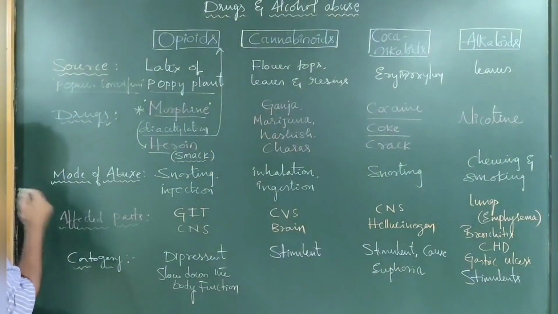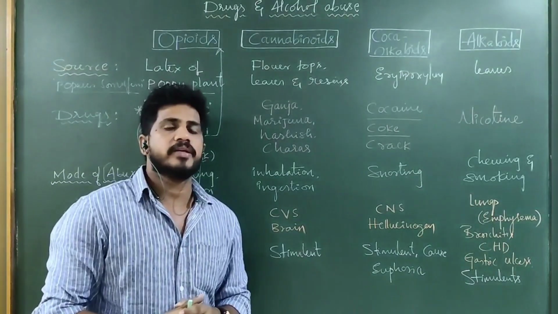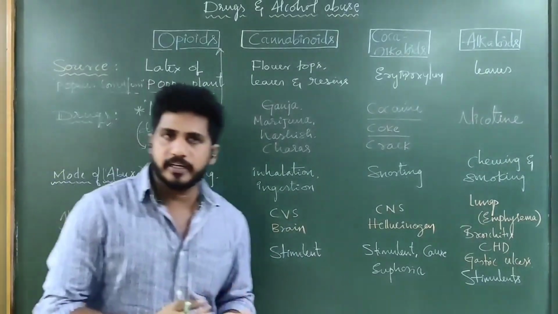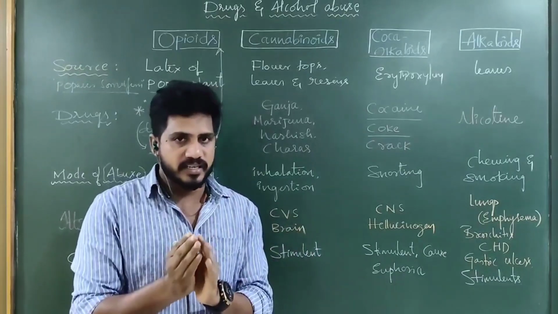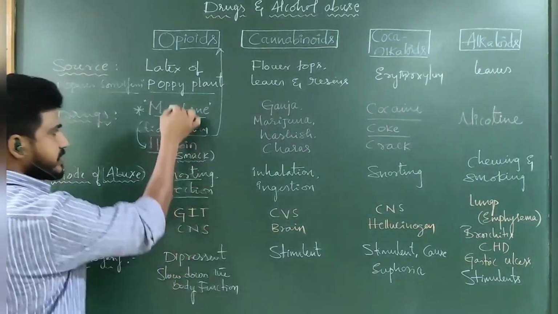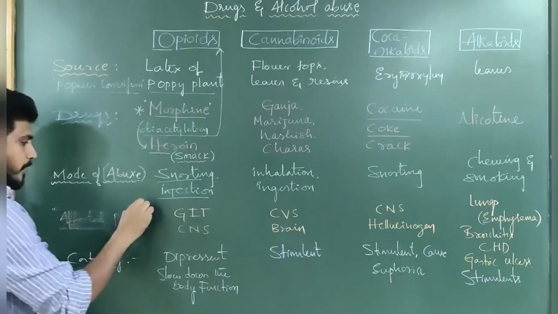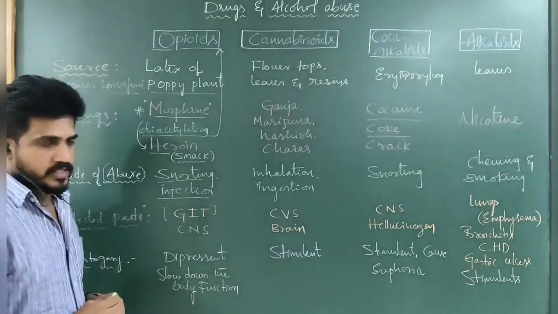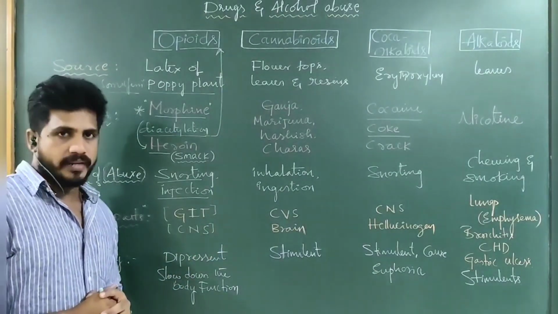Clear? How will these drugs be abused, that means the mode of use: snorting and injections. Sometimes injections are taken intravenously, and sometimes snorting. Snorting means crystalline things are inhaled. Smoking is different, snorting is different. So either by snorting or injection, these kinds of drugs are abused and consumed. Then what parts of our body are affected? The gastrointestinal tract, digestive system, central nervous system, brain. These will be affected. Why?